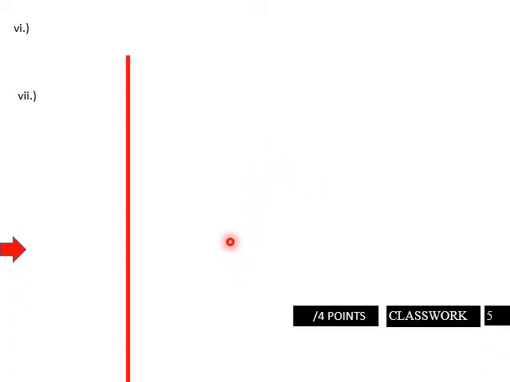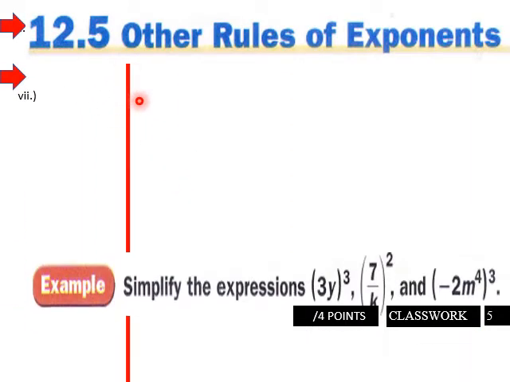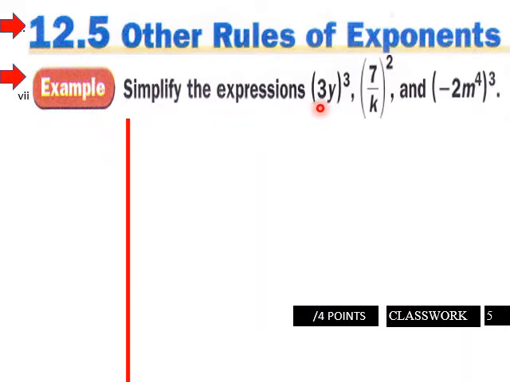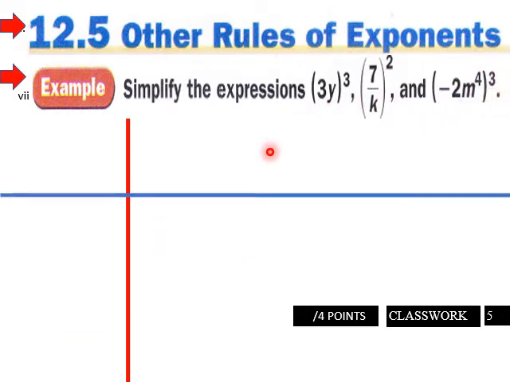We got 16a squared plus 86a, which is a combination of these two terms, plus 63. On to our next example, which will be 12.5, other rules of exponents. Simplify the expression 3y to the third power, and then we have 7 over k to the second power, and then negative 2m to the fourth to the third power.